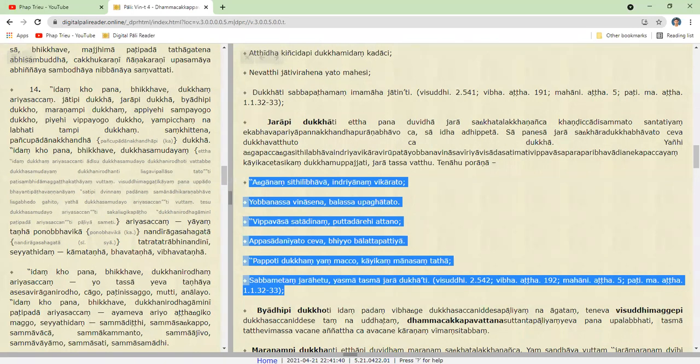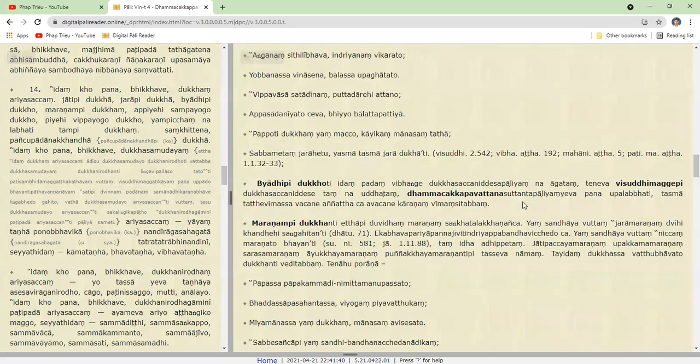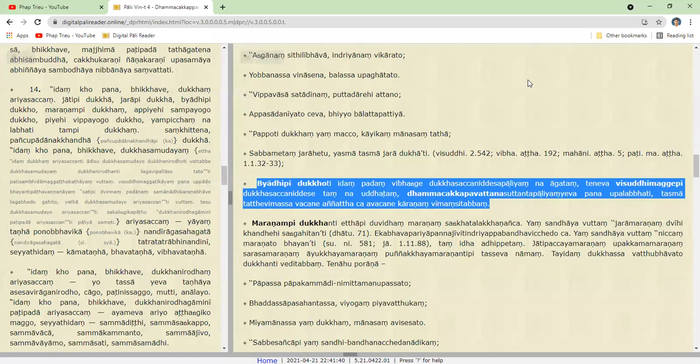Piyehi vippayogo dukkho. This phrase is not found in the original Pāḷi dukkha sacca niddesa in the Vibhanga. The Piyehi vippayogo dukkho is not included in the dukkha sacca niddesa Pāḷi in the Vibhanga. Therefore, in the Visuddhimagga, in the chapter on dukkha sacca, this one does not appear.